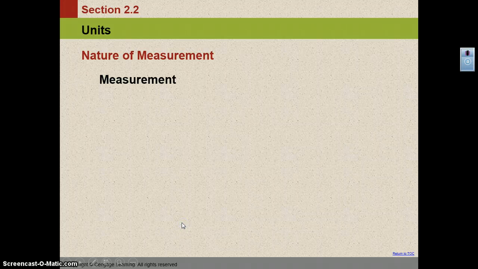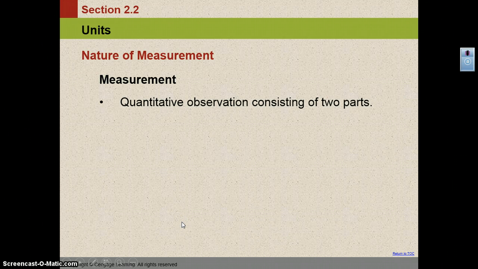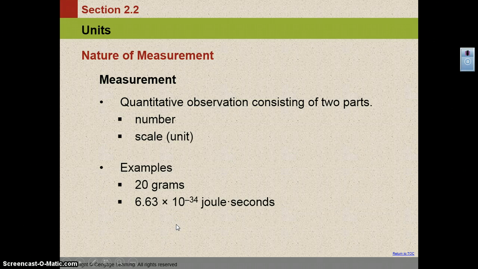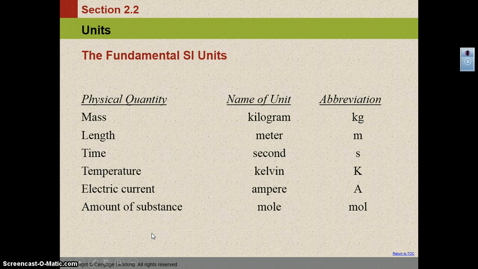Let's look at the nature of measurement. Measurement, like we said before, is a quantitative observation that has two parts. It has the number and it has the scale or the unit. So we would say 20 grams or 6.63 times 10 to the negative 34th joule seconds. You notice they both have numbers and they have units, so we know what the number is talking about. There are fundamental SI units, or System International units, that you need to be familiar with.